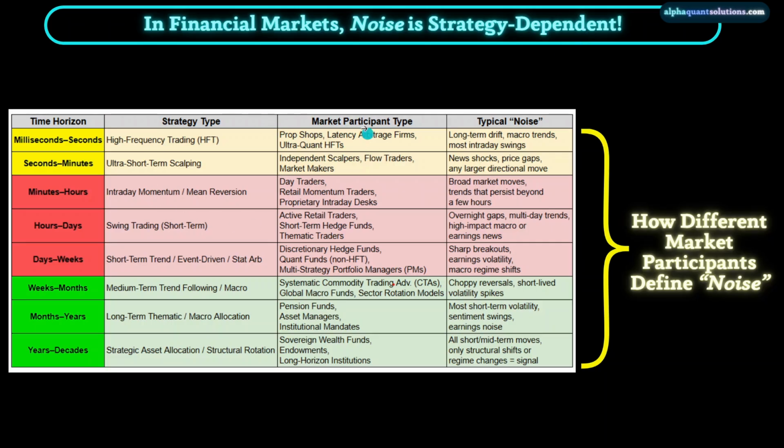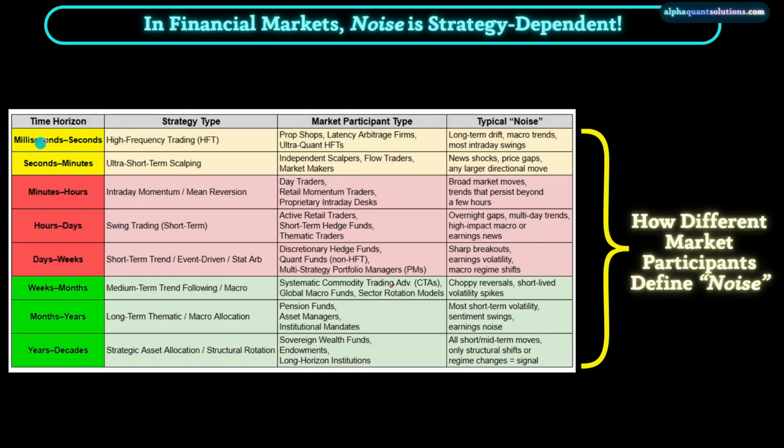And now we have revisited our table and we have added here an additional column on the right called typical noise. And in the following part of the video, we will walk through this table and see how each market participant, from the HFT to the sovereign wealth funds, actually define what we call noise.